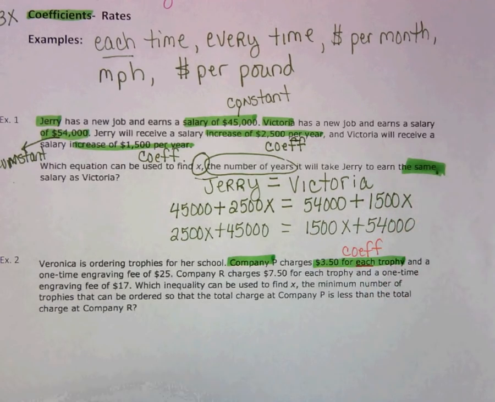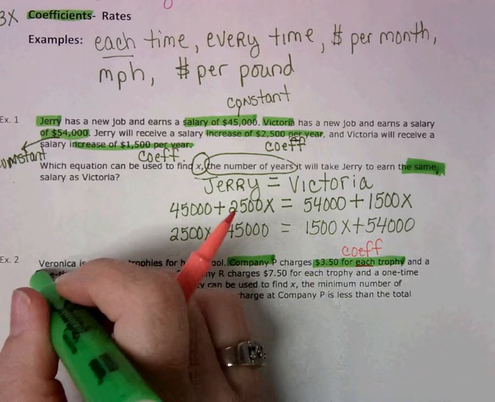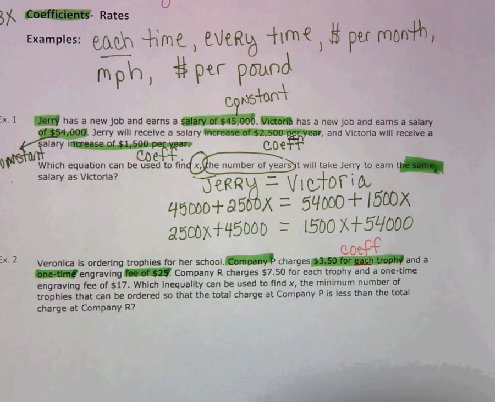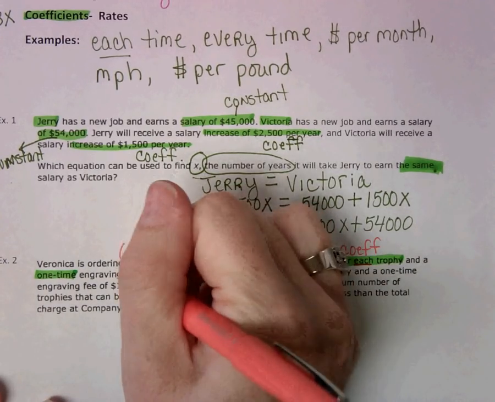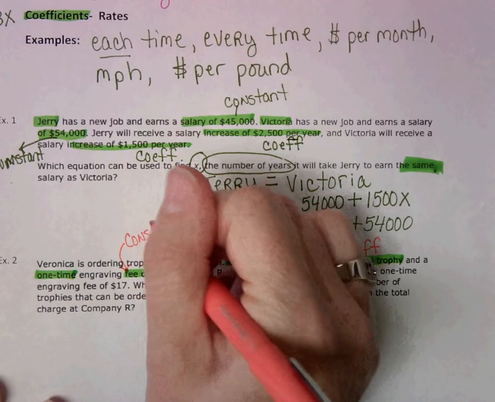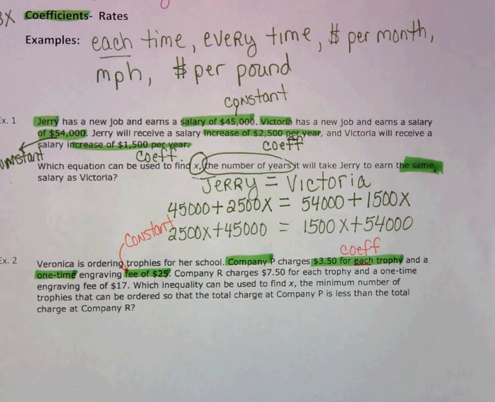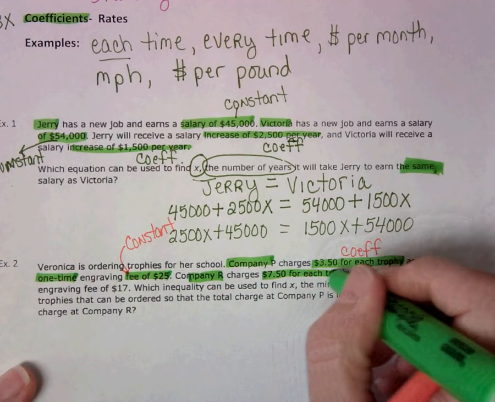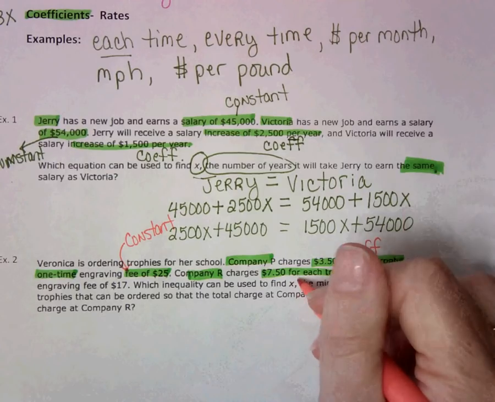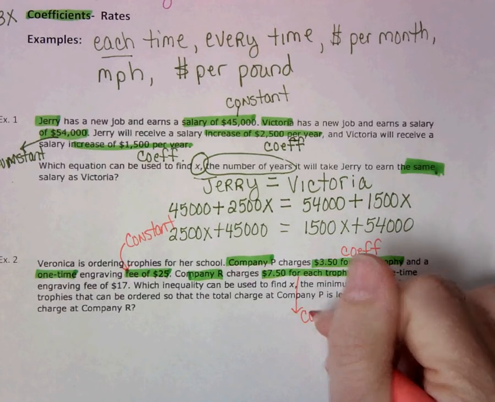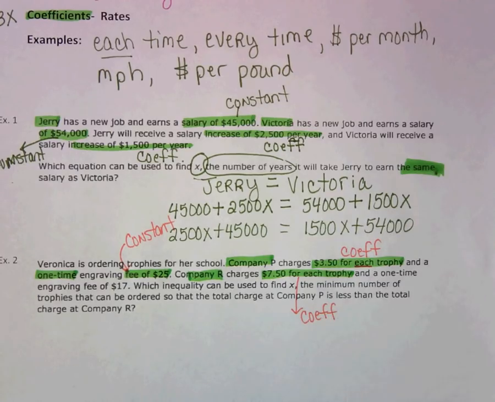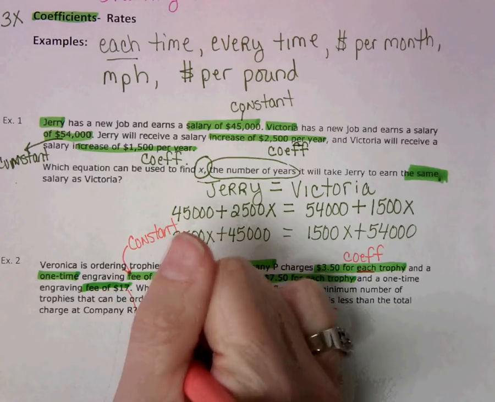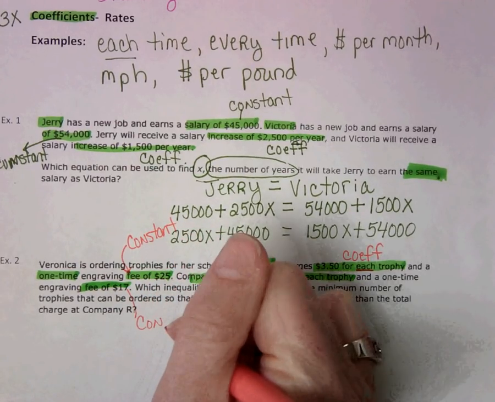Okay. And then it says company P charges a one-time fee of $25. So something that happens one time. Remember, that's a constant. So that would be the constant for company P. Then we've got company R, which charges $750 for each trophy. So that again is our coefficient. And a one-time fee of $17. And so that would be our constant.